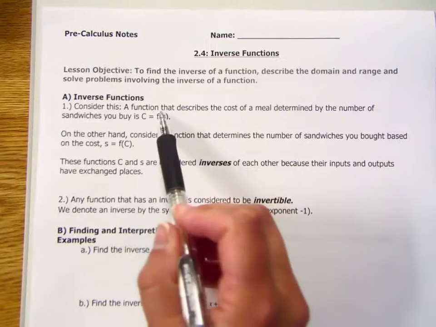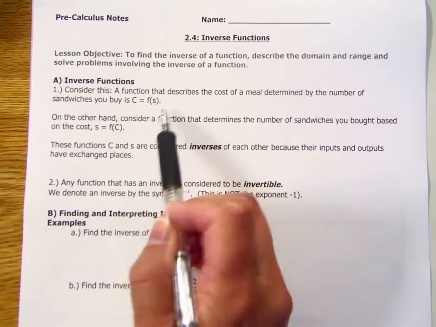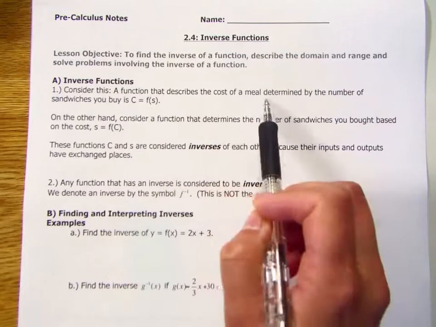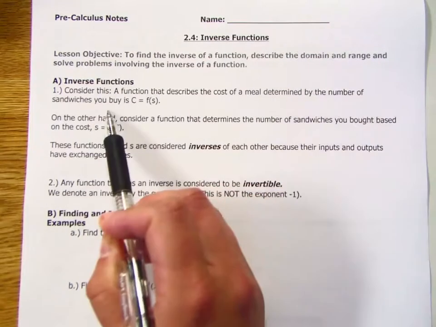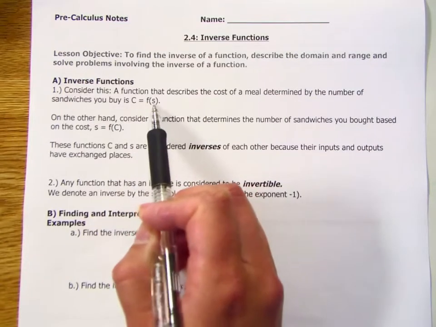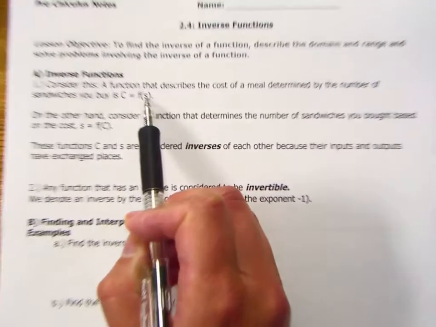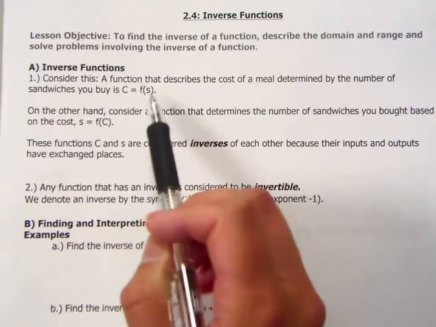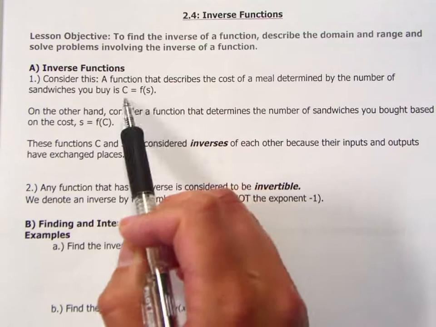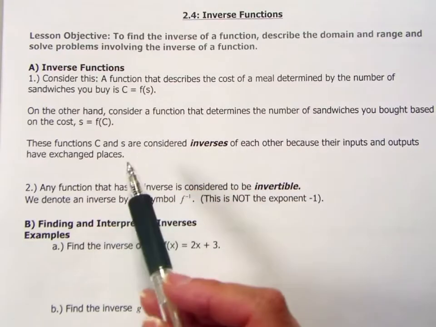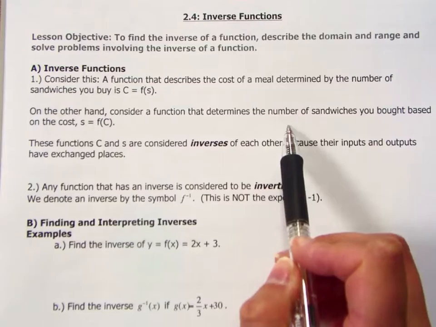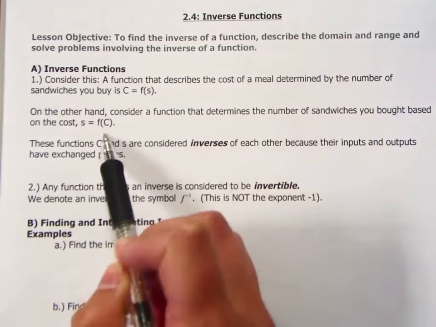Let's start by considering this situation. We have a function that describes the cost of a meal determined by the number of sandwiches you buy. So cost is determined by the number of sandwiches. So we would plug in a number of sandwiches that we have, and that would determine the cost, whatever that function is. On the other hand, consider the function that determines the number of sandwiches you bought based on the cost.